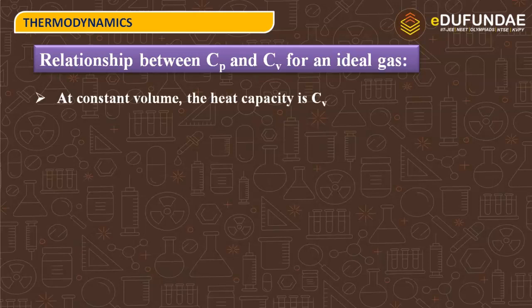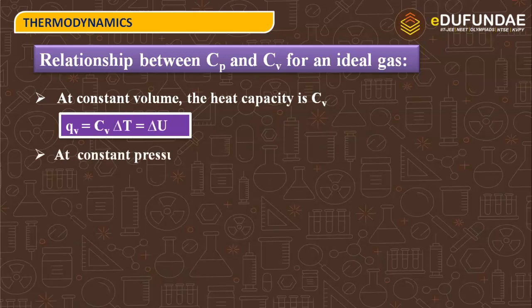So let us see the relationship between Cp and Cv for an ideal gas. At constant volume, the heat capacity is Cv. We have assumed the heat capacity at constant volume to be Cv. So Qv is equal to Cv delta T is equal to delta U. So this is the relationship between Qv, Cv and delta U.